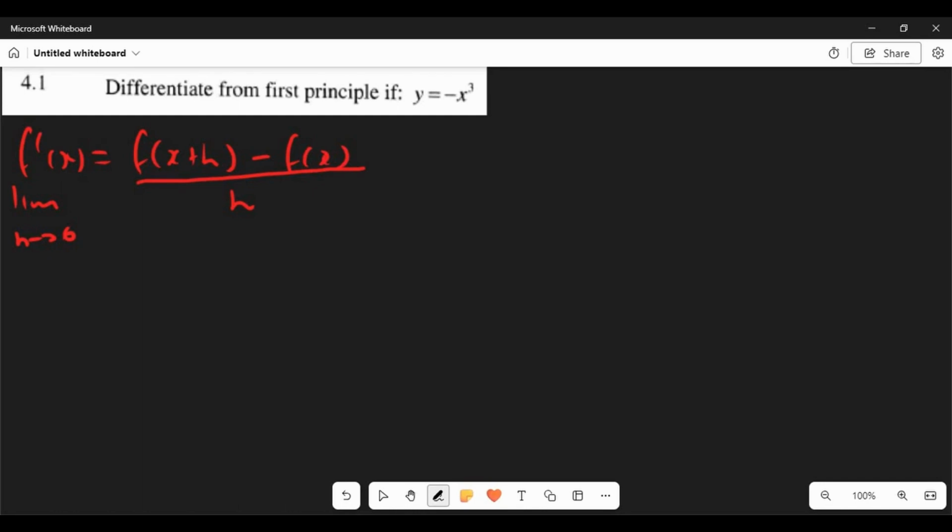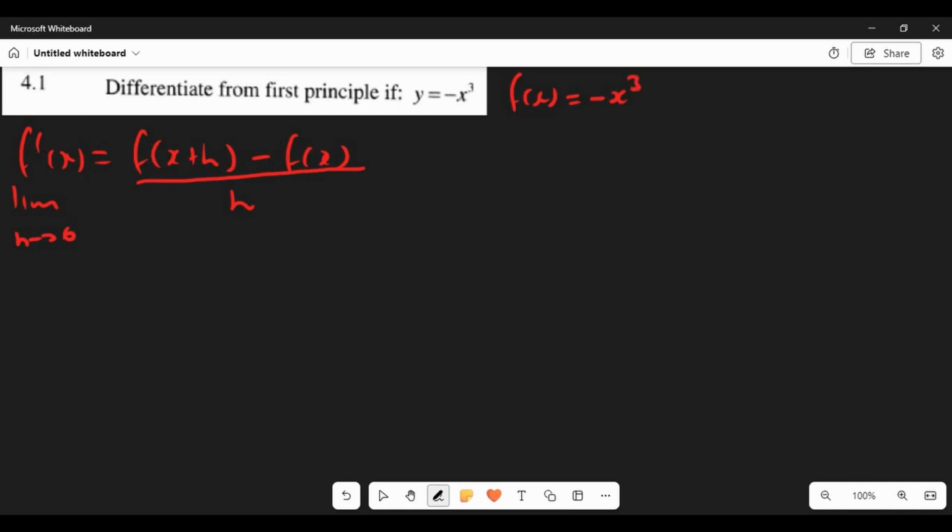Let's continue, guys, and solve this problem. Before you use this formula, you need to know what your f of x is and what your f of x plus h is. Let's start with f of x. It is very simple to get, because f of x is the expression that is given to us. It's actually what y is. In this case, we know that y is equal to negative x cubed, so f of x is also equal to negative x cubed.